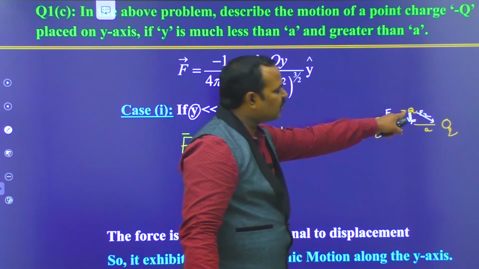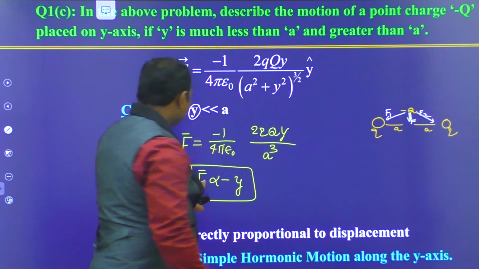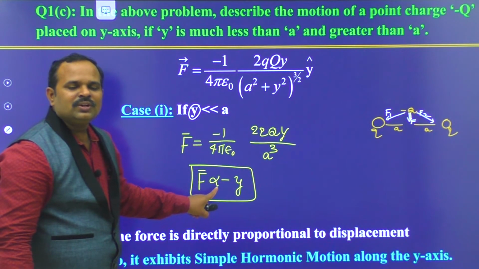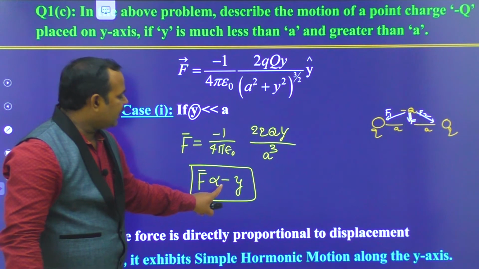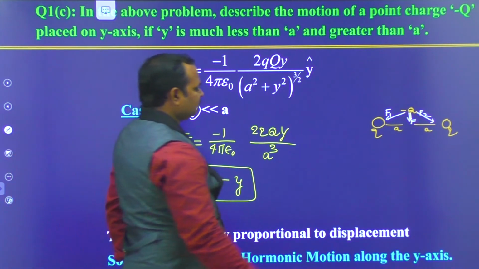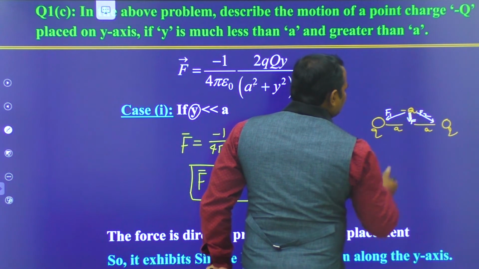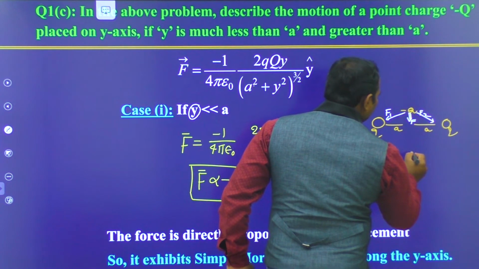Now if you disturb this, it will move in the downward direction, because the force is directly proportional to the displacement. That means the force is proportional to y, but in the negative direction. Because of this force, this charge will move to here.